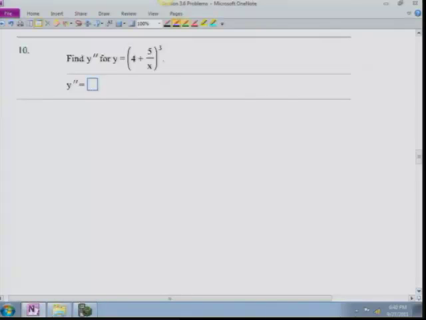Wait, so that wouldn't be. Why? Because you have to put it together and then take the derivative of that. And it'll be another product. Yeah.